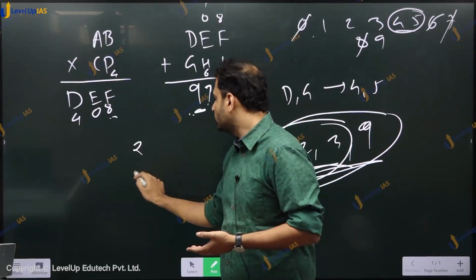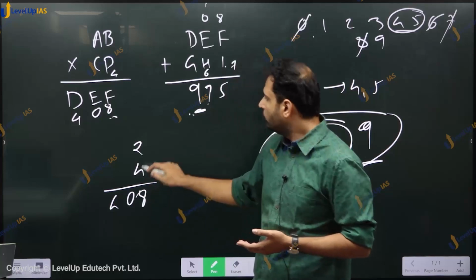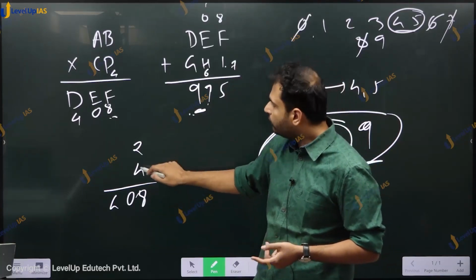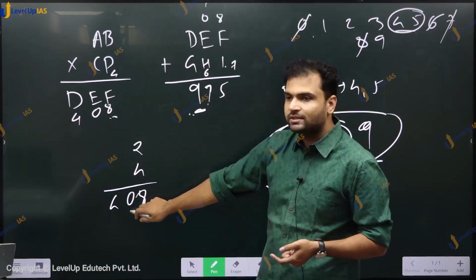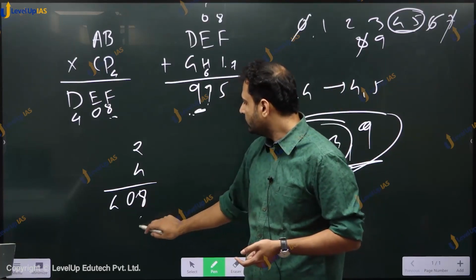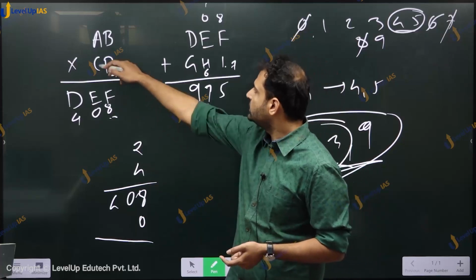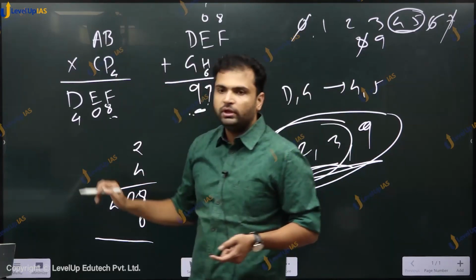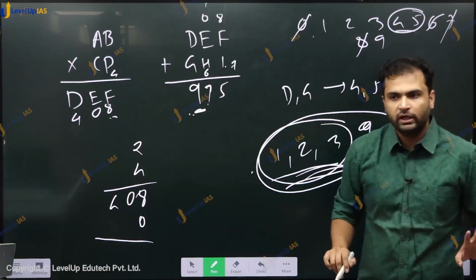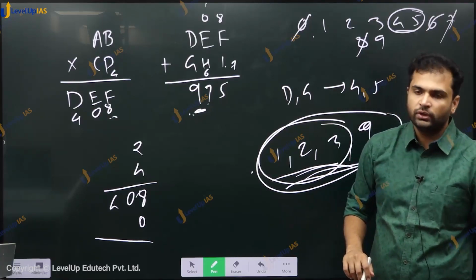So if B is 2, this is 408, no? 4 2s are 8. And 4 into A gives us next 0. Then this is 0. Right? Now A and C are 1 and 3. That much we know now. So it is either 1 3 or 3 1. That is the only choice.